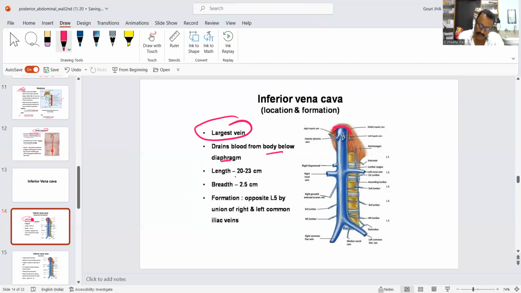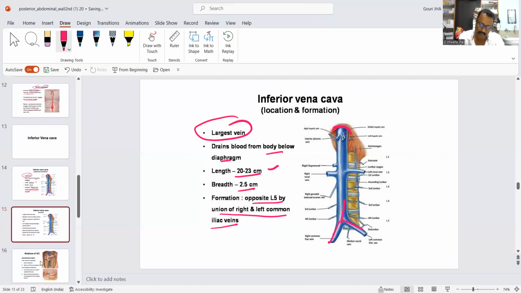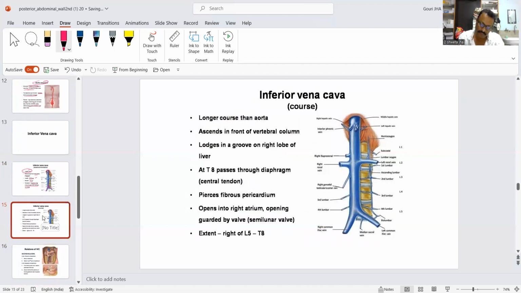Its length is 23 centimeters, breadth is 2.5, and its formation is opposite L5 by union of the common right and left iliac veins. The right and left iliac veins combine together to form the inferior vena cava. Now its course is longer than the aorta, ascending in front of the vertebral column. We are seeing the vertebral column here, and it is in front of the vertebral column.